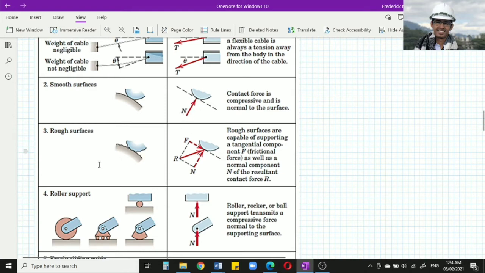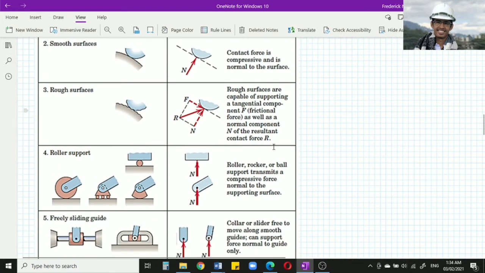Okay? And rough surfaces, we have the rough surfaces are capable of supporting a tangential component F, frictional force, as well as normal component N of the resultant contact force R. So kapag rough surface, hindi lang iisa yung point of contact niya. So pwede tayong magkaroon ng frictional force F and force N, which is normal, and we have the R or resultant ng ating force ng friction at yung normal force.